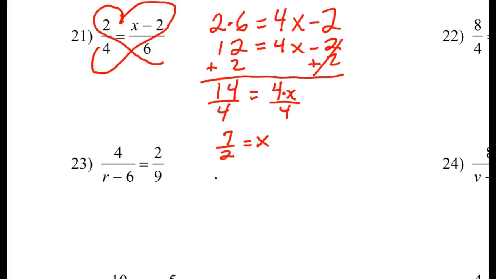Or 3.5, right? 7 over 2, 3.5, something like that. You can get a decimal for anything, yes. Very, yeah, anything.